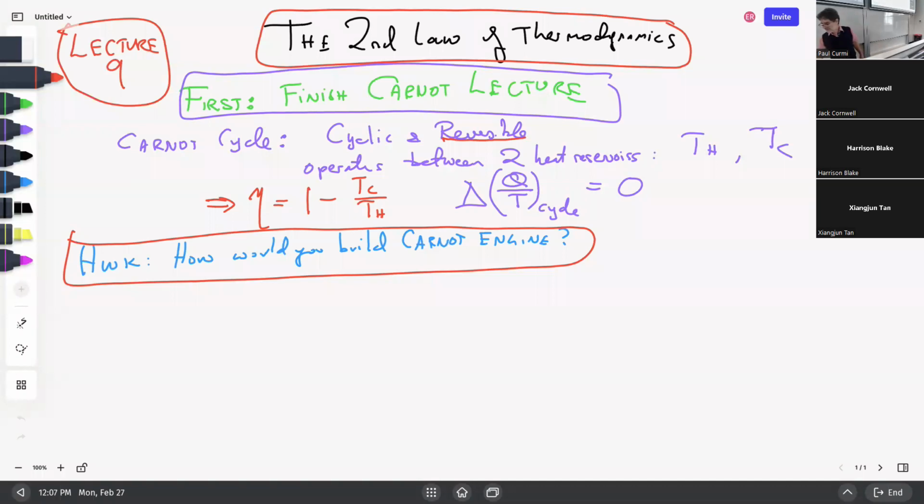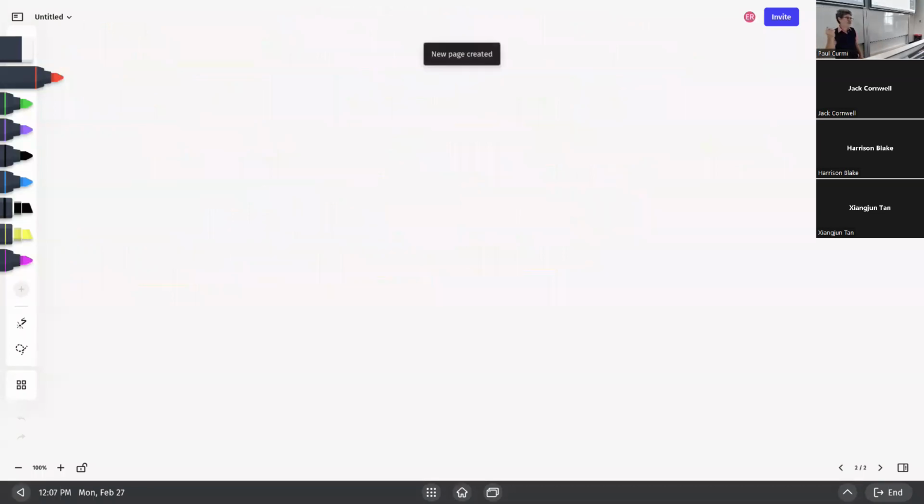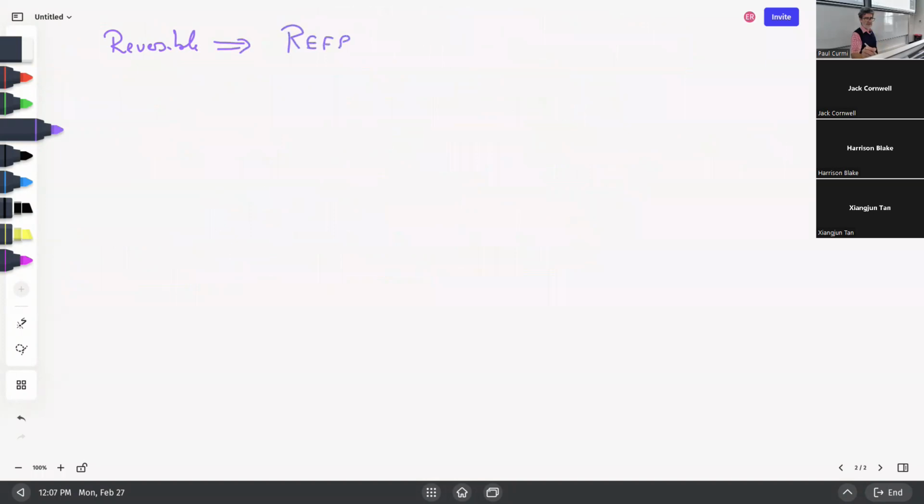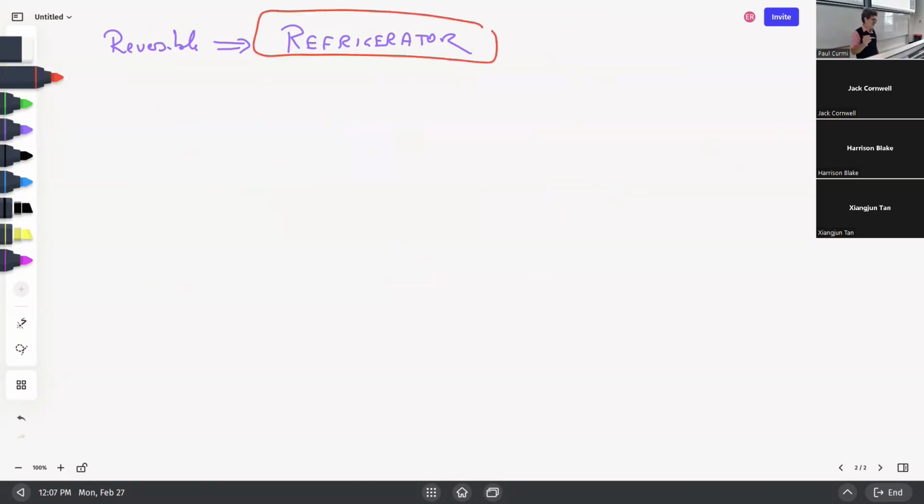So do that. It actually will help you understand the thing. Okay, it's reversible. That implies I can build a refrigerator. Nothing special about that. Let's build a Carnot fridge. So basically just run it backwards. So now it's a refrigerator.